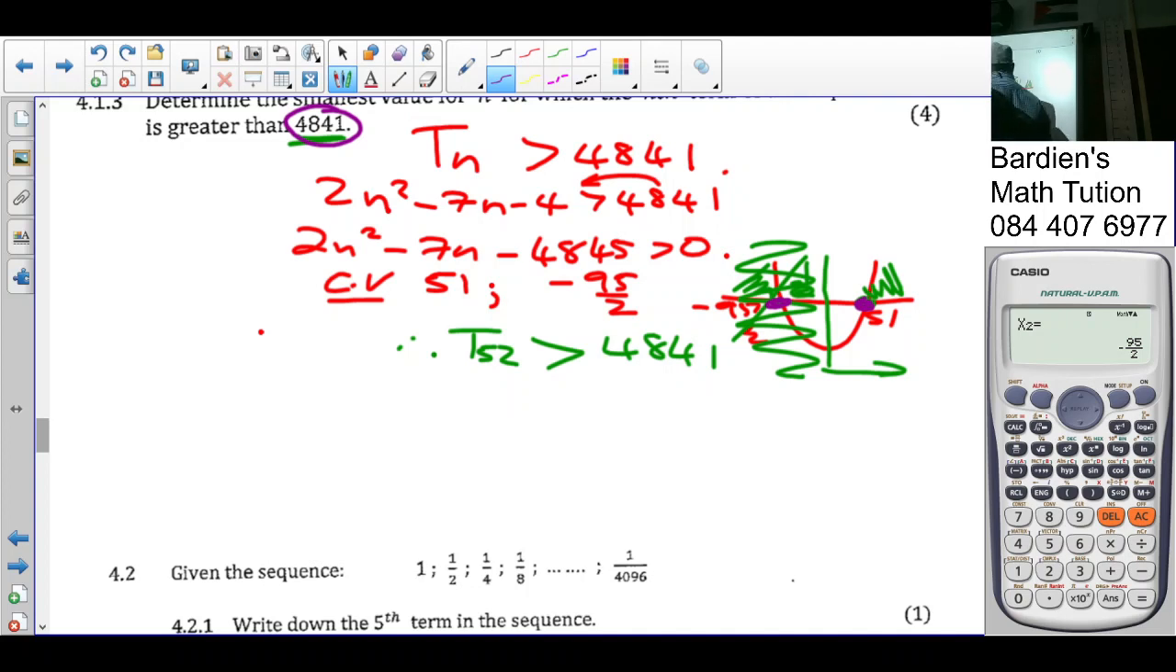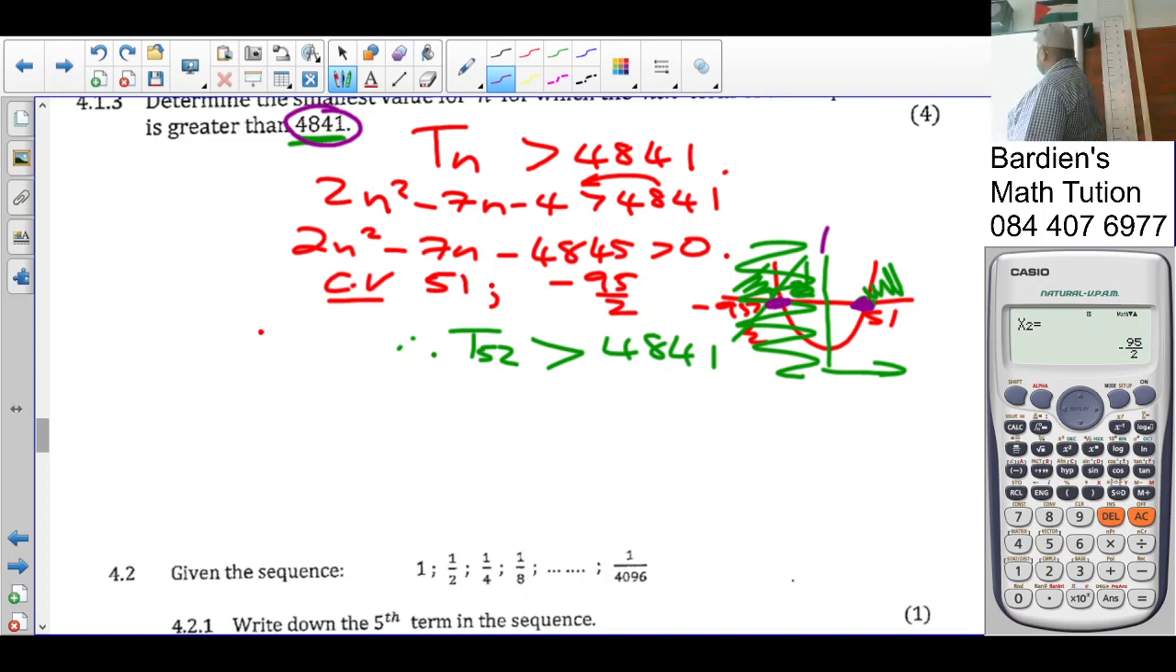So, it must be greater than 51. That's the point I have to consider. Which is the smallest value that is greater than 51? It's 52. That is why it's going to be the 52nd term. Why am I not considering 51 and a half? Because n must be an element of natural numbers. You understand?